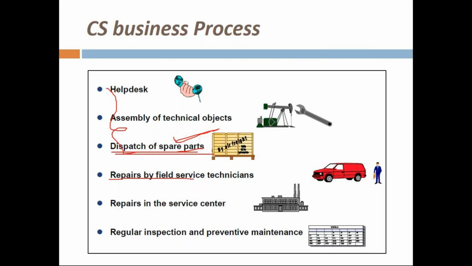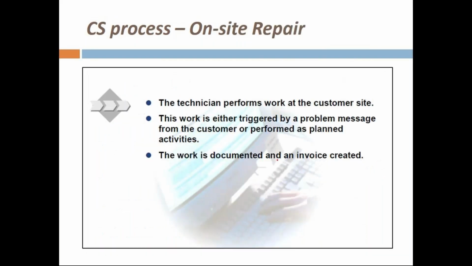After that, repair by field service technician. This is called on-site repair. On-site repair means, let's say your customer is using a product and suddenly the product is not working. Then the customer will call you and ask you to send a technician. Then you will send the technician to the customer place. That is called on-site repair. The technician performs work at the customer site. This work is either triggered by a problem message from the customer or performed as a planned activity.